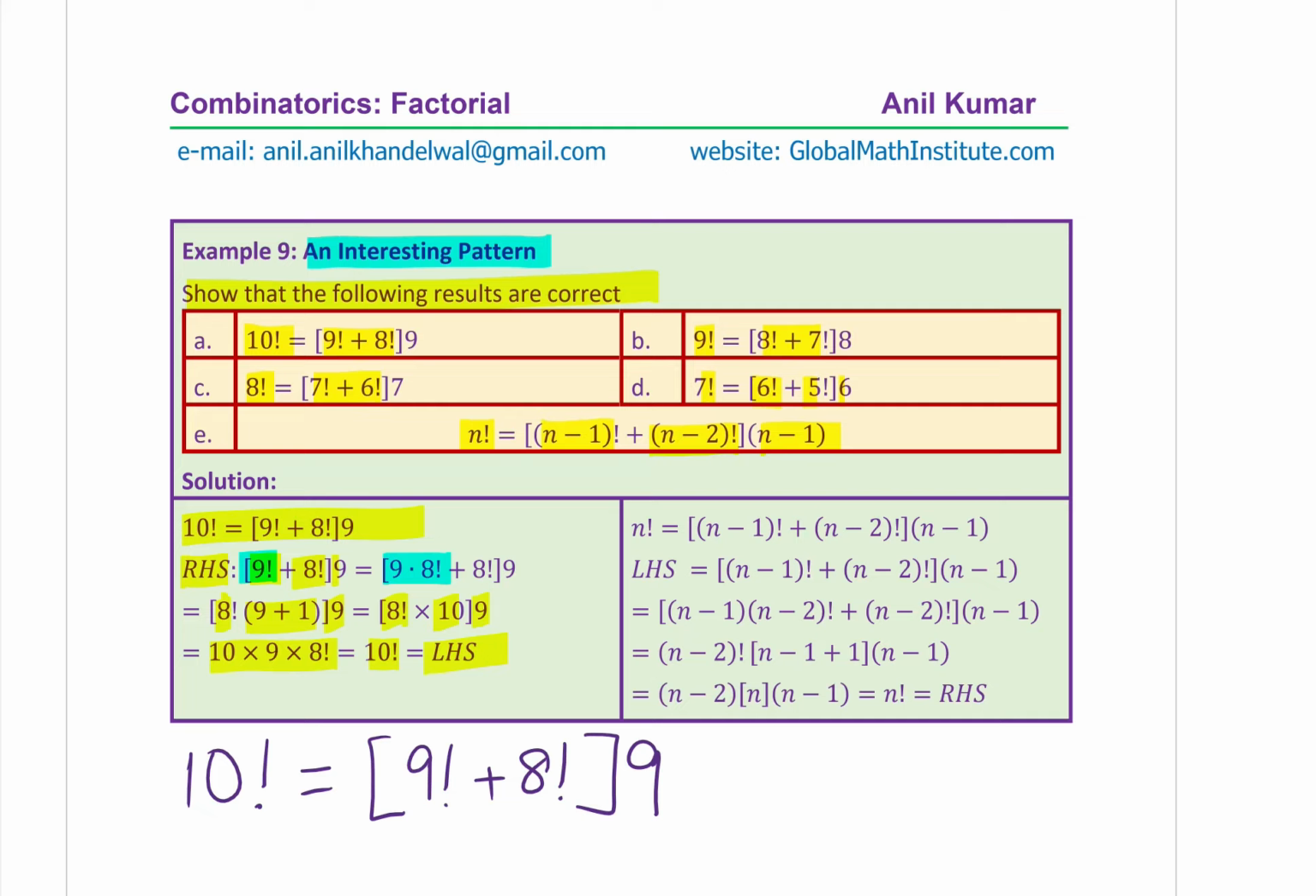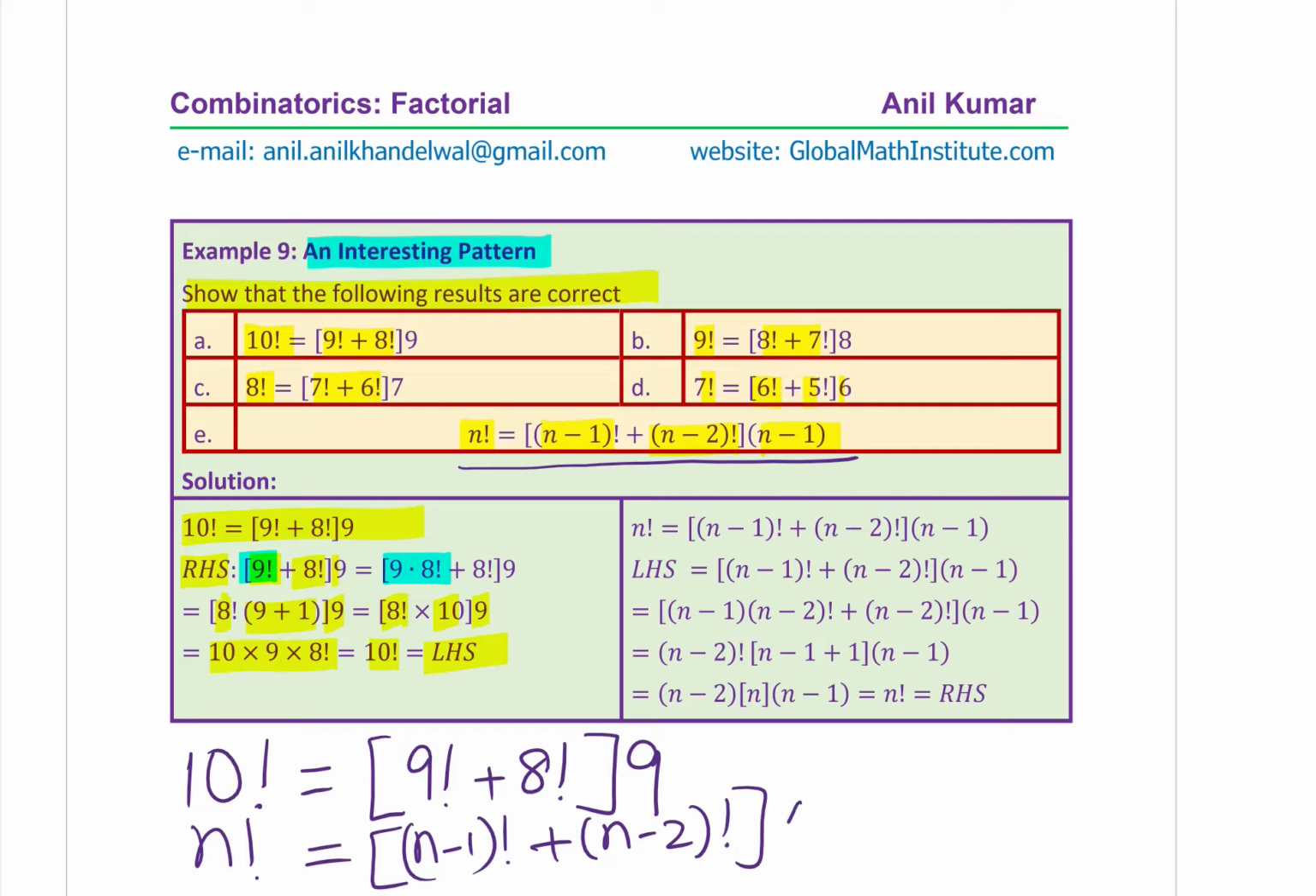Correct. Now it's a good time to go straight to the proof of the general expression, which is n factorial will be equal to what? It should be (n minus 1) factorial plus (n minus 2) factorial, and everything multiplied by n minus 1, the number. That is what we are going to prove. How are we going to prove it? Well, we'll split n factorial in a way so that we get all the terms. Perfect. So we want to prove that n factorial is all this.